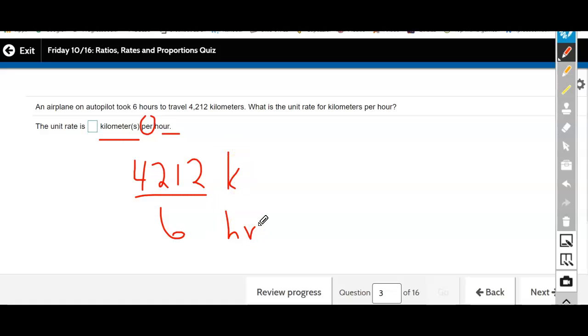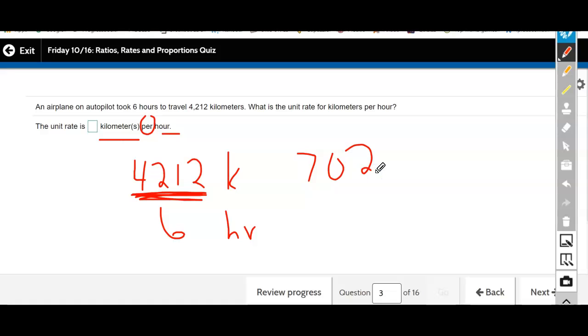Now this is a rate because our ratio has 2 different units of measurement, distance and time. That's why it's a rate, not just a ratio, but it is a ratio. It's just a specific type of ratio. And how do I figure out a unit rate? What do I do? Chloe? Divide. 4212 divided by 6. Remember, that's what this also means, division. What do you get?